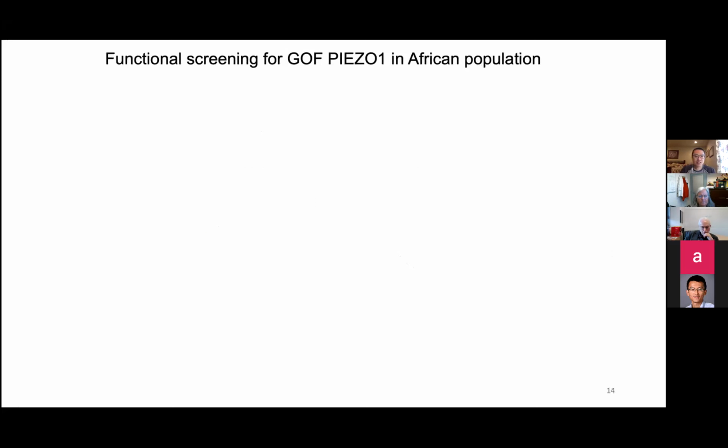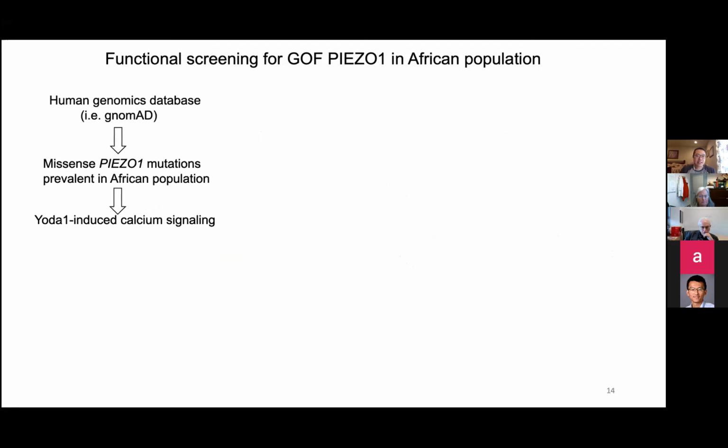So to answer this question, I did a functional screening for the gain of function PIEZO1 alleles in the African population. First of all, I performed data mining in different human genomics databases, and I identified and cloned all the missense PIEZO1 mutations that are only prevalent in the African population. And then I expressed those PIEZO1 mutants in HEK cells, and then I used the Yoda1-induced calcium signaling as the readout to identify potential gain of function PIEZO1 mutations.